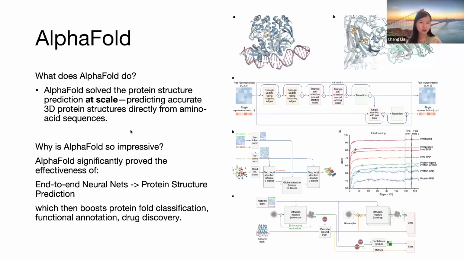Besides, AlphaFold further proved that an end-to-end differentiable pipeline, like an end-to-end neural network, can achieve very good performance in protein analysis. Apart from all this, AlphaFold also boosts the development of its downstream tasks, like protein fold classification, what we are focusing on in this work, and also functional annotation and drug discovery.